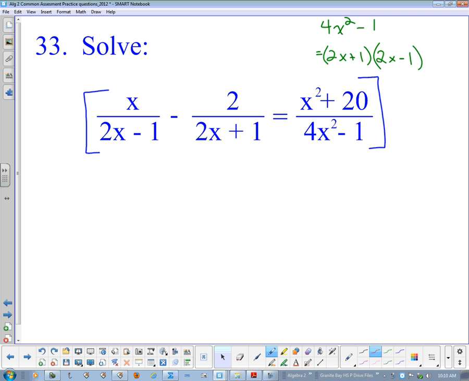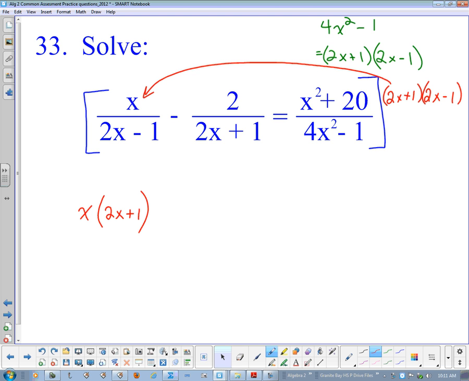So I'm going to multiply through by, just so that everyone can see it, 2x plus 1 and 2x minus 1. When I distribute that entire thing, the 2x minus 1s cancel, and you end up with x multiplied by 2x plus 1. Are you okay with that? Now, bring down the minus, and the 2x plus 1s here will now cancel. We end up with minus 2 times 2x minus 1.